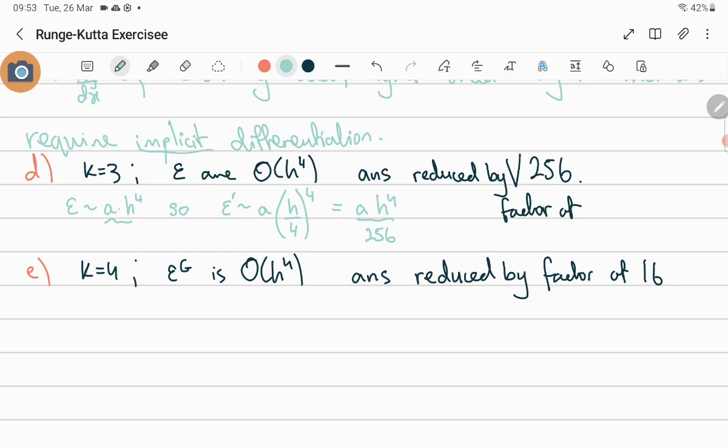Again, just to explain it, the global error here is also order h to the 4. So if you go to a new global error where you have halved the step size, you will get the old global error divided by 16.